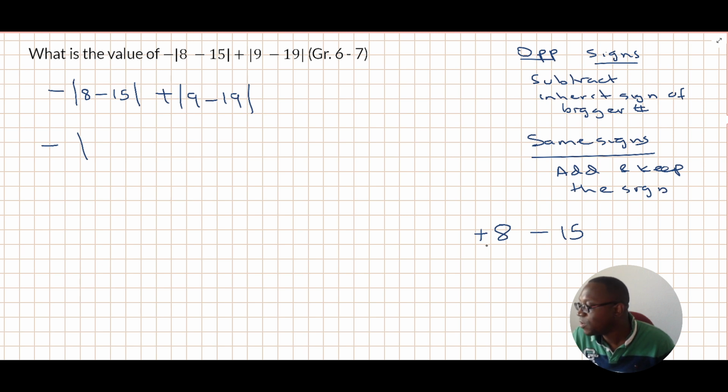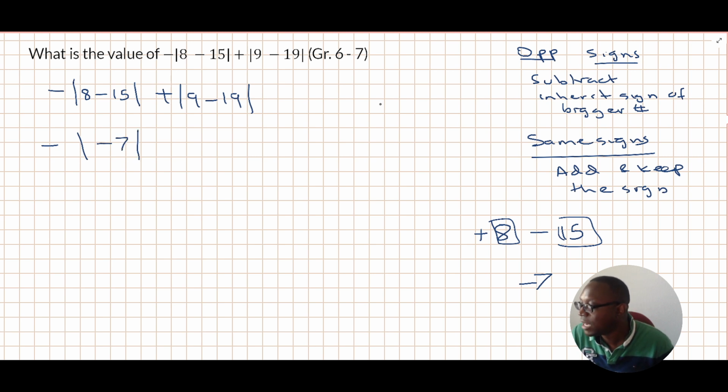So here we have different signs. So what we're saying here is that we're just going to take 15 and subtract 8 from it. So that's going to give us 7. Now, which of these numbers has the bigger sign? 15 is larger than 8, so the sign on that is negative. And so we have negative 7 right here.